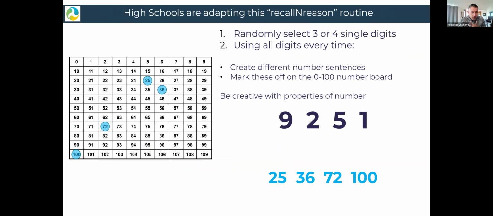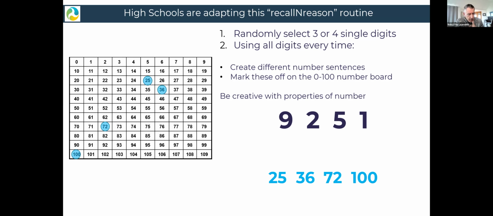Now, this one is one, again, we call them recall and reason. So Professor Peter Sullivan, who used to be the writer of the old maths curriculum in Australia, he talks about sometimes recalling basic facts is obviously a must in most high schools.